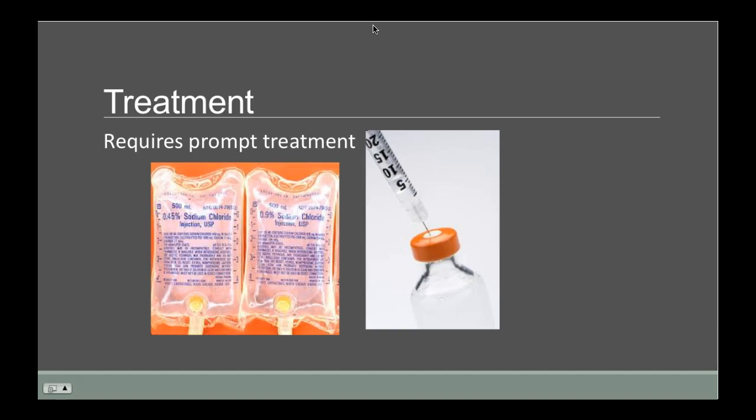It's also important to replace those electrolytes that are lost. And insulin therapy, of course, will be started, and this is usually done in an IV infusion of 0.1 units per kilogram per hour. One thing to consider with treatment is once the blood sugar reaches around 250 milligrams per deciliter, it's important to consider adding dextrose back into the IV fluid so that you don't end up with rebound hypoglycemia.